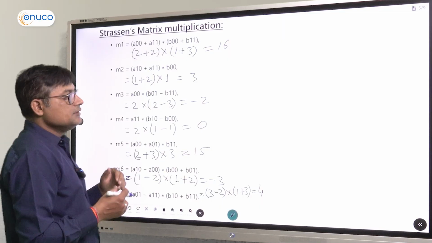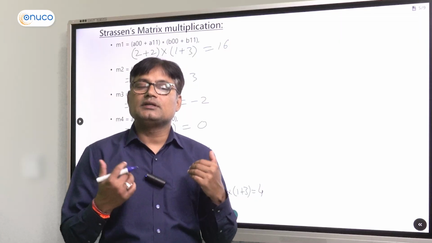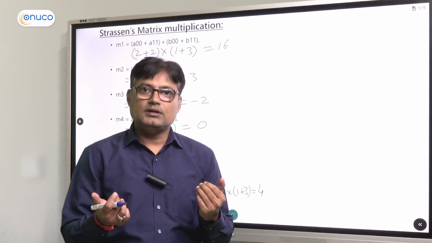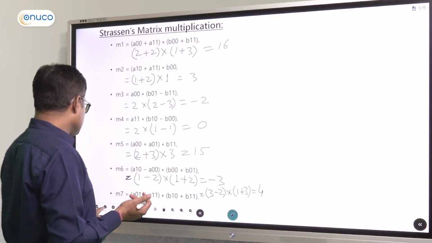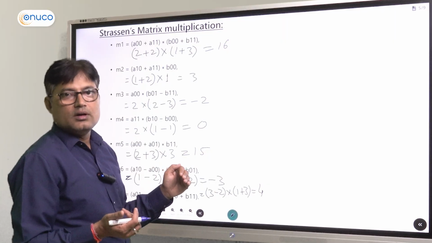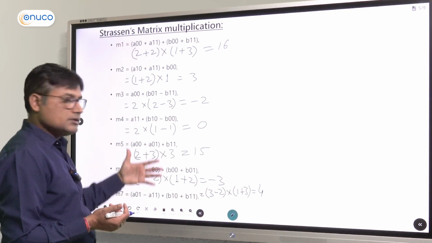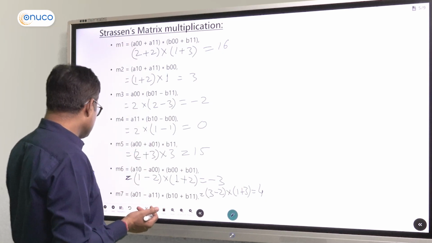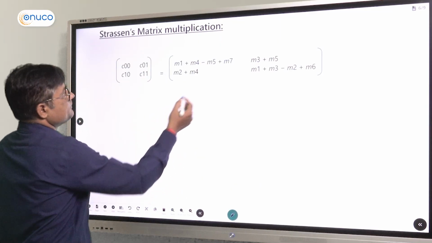Now there are certain formulas for the C values, the resultant matrix. C is a resultant matrix, as you solved in the previous one, but here you have certain formulas. We have to apply those formulas based on these 7 multiplications. One by one you are going to compute these values. How are you going to compute them? Let us see.